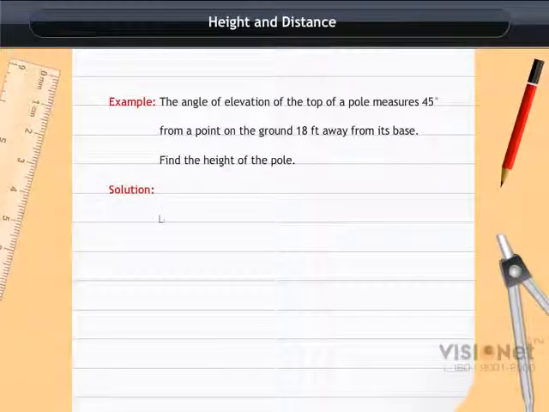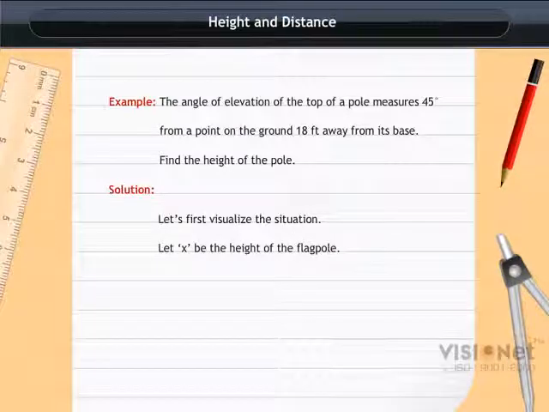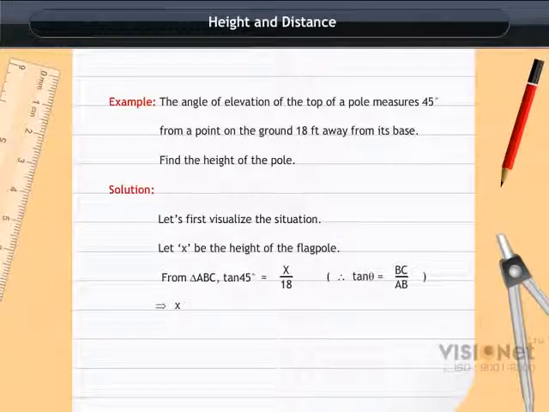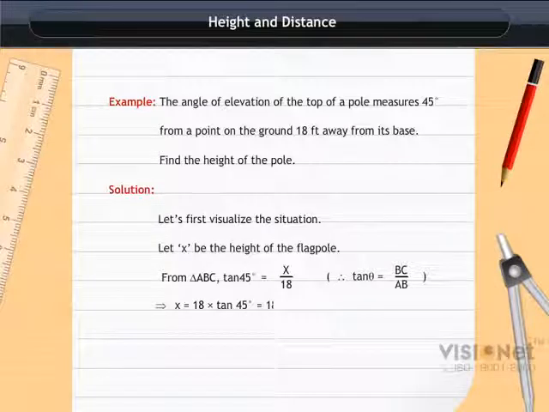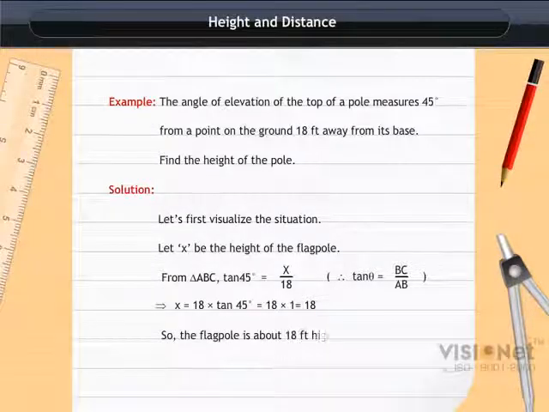Step 1. Let's visualize the situation. Step 2. Let x be the height of the flagpole. Step 3. From triangle ABC, tan 45 degrees is equal to x by 18, as tan theta is equal to BC by AB. Step 4. It implies x is equal to 18 into tan 45 degrees, which is equal to 18 into 1, which is equal to 18. Step 5. So the flagpole is about 18 feet high.